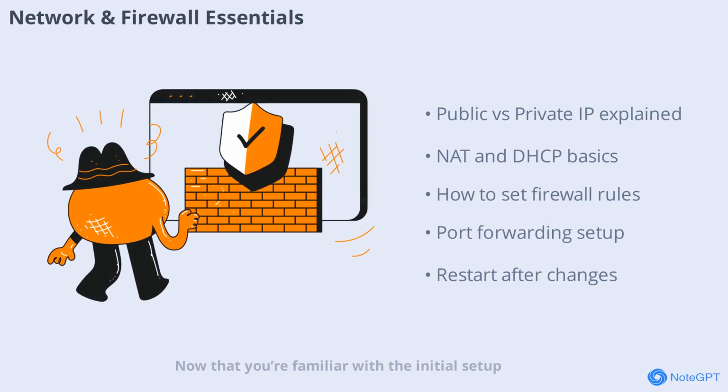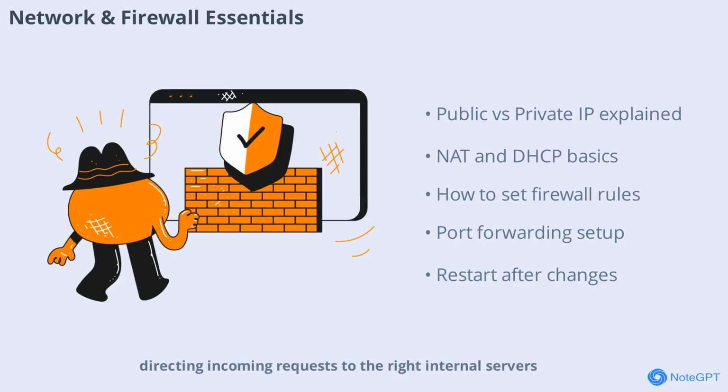Now that you're familiar with the initial setup, let's move on to configuring your network and firewall. Azblink supports both public and private IP addresses. Public IPs are needed for external access, while private IPs keep your internal network secure. You'll learn how to set up DHCP for automatic IP assignment and how to avoid address conflicts between LAN and WAN. We'll also explain NAT, which allows multiple devices to share a single public IP, and how to use the firewall to block or allow specific traffic.